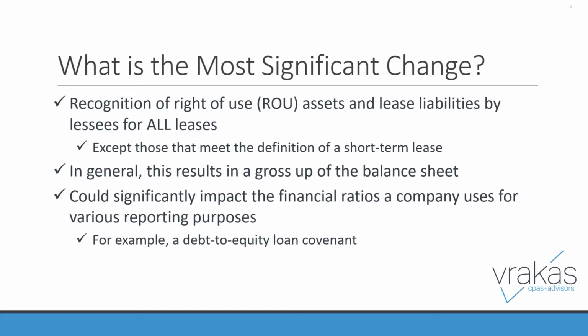Essentially what this means is you're going to have a gross up because you're going to be recording what's called a right of use asset as an asset, and you're going to be recording a liability for the lease payments. So those two numbers are going to be very close in dollar amount. They're not necessarily going to be the same, and we'll talk about why, but they will be very close. So you've got an asset and a liability in the gross up, but it could significantly impact other ratios that your company or your lender might be looking at, such as a debt to equity ratio, because you're going to be recording this liability, but your equity is essentially going to be the same.